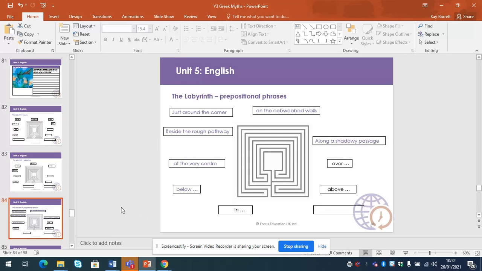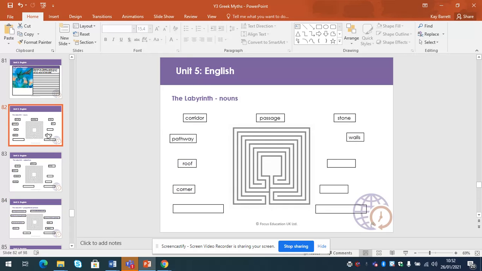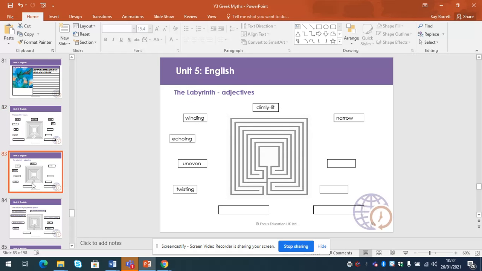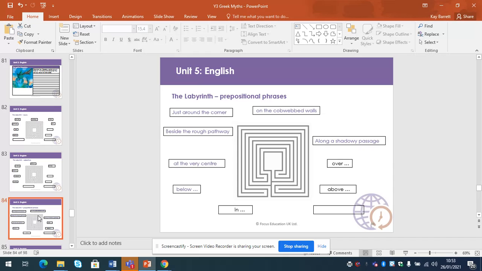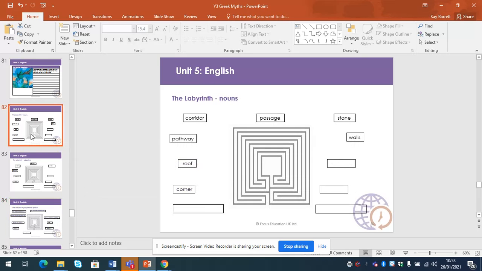So when you've had a good look at those, I want you to pick your favourites. For example, I might pick that I'm going to write a sentence about the corridors. So that would be the noun that I would pick. Now I'm looking for a really good describing word for the corridors. I'm looking at maybe dimly lit. So far in my head, I've got dimly lit and corridors. Then I'm going to pick a prepositional phrase. So maybe at the very centre might be one to use. So I would put my sentence together then: at the very centre of the dimly lit pathway, for example.